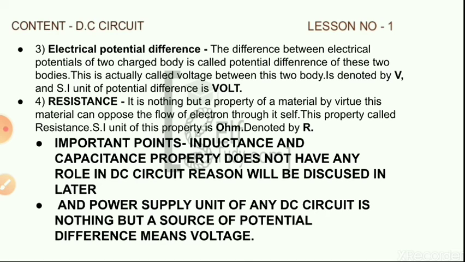And the fourth parameter is the resistance. It is nothing but a property of a material. By virtue, this material can oppose the flow of electron through itself. This property is called resistance. SI unit of this property is ohm, denoted by capital R. Here are two important points for you guys. Inductance and capacitance property does not have any significant role in DC circuit. The reason will be discussed later. And the power supply unit of any DC circuit is nothing but a source of potential difference, or means voltage actually.